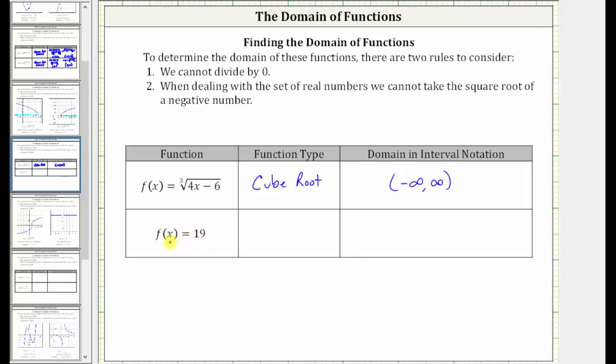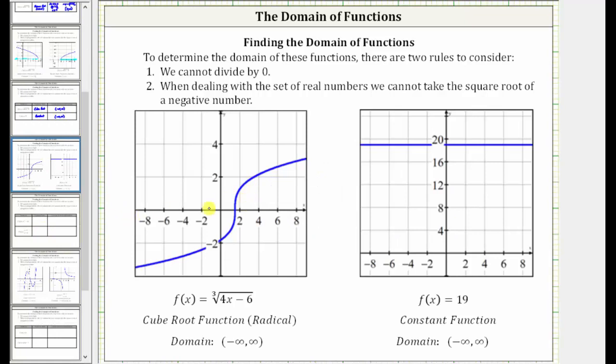Next we have f of x equals 19. Because the output or function value is always 19, this is called a constant function. And again, the input or x can be any real number, it's just the output will always be 19. Because the input can be any real number, again the domain is the open interval from negative infinity to positive infinity. Looking at these two graphs, we can see the graphs move to the left and right without any holes or breaks, which graphically verifies the domain is all reals for the cube root function as well as the constant function.